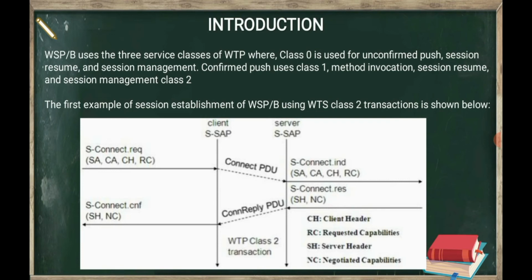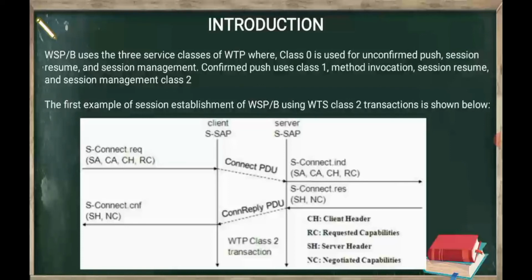It has the same parameters as SConnect.request: SA, CA, CH and RC. But now the capabilities are mandatory. If the server accepts the new session, it answers with an SConnect.res.